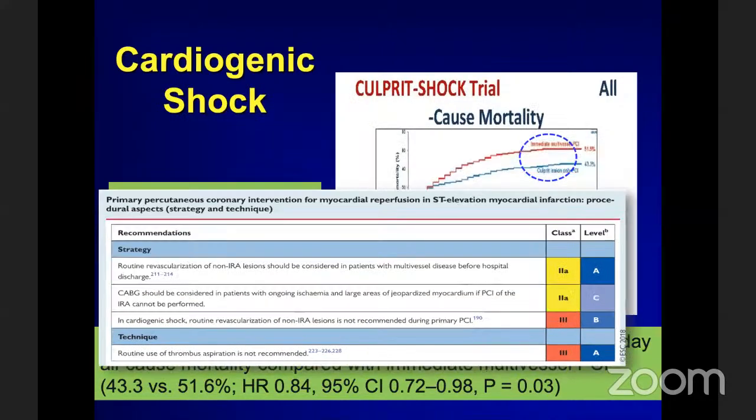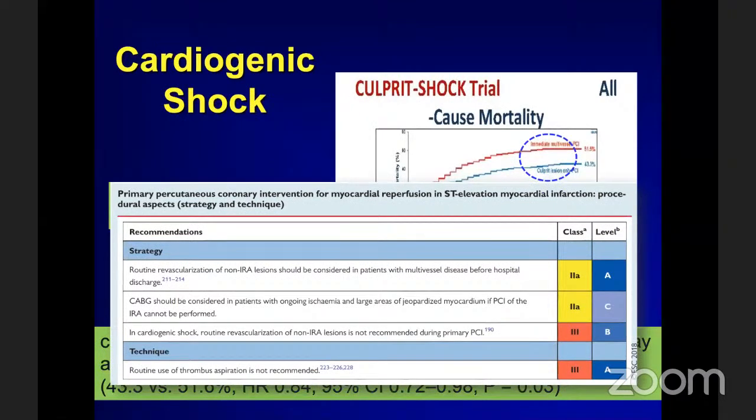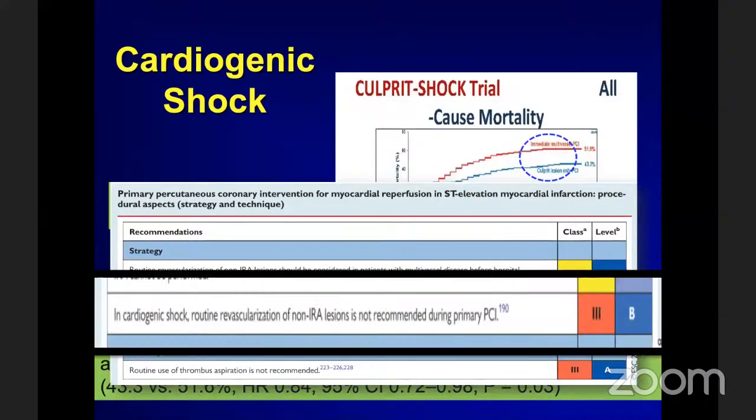Here is the recommendation of the European Society of Cardiology regarding this issue. They stated that in cardiogenic shock, routine revascularization of non-infarcted lesions is not recommended during primary PCI, and classified it as class 3, level of evidence B. This is the opposite of the recommendation for stable acute myocardial infarction.